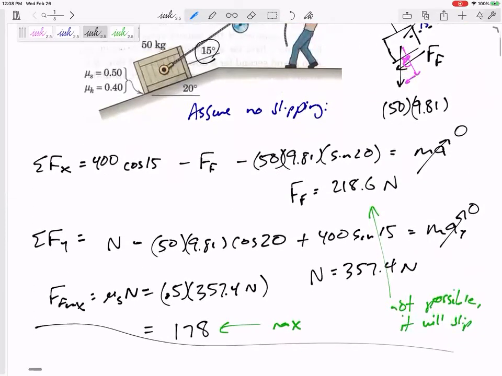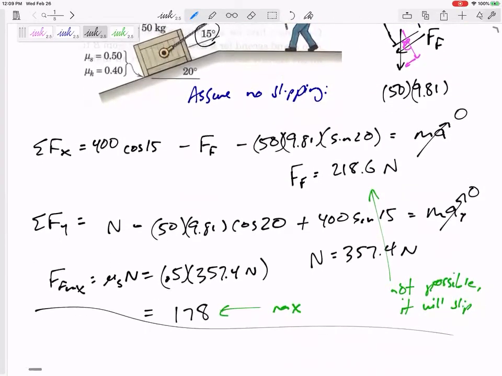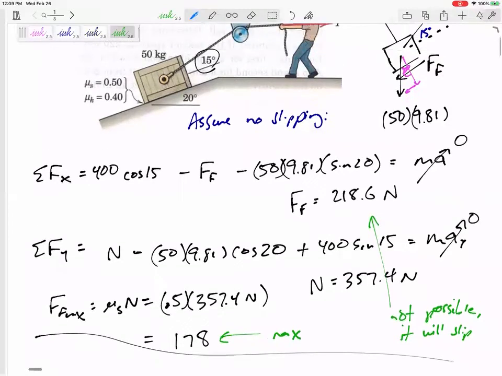How could I prove that this will slip? Well, I could find what force will make it barely start slipping, right? What force will it just be on the verge of slipping? So in that scenario, I would set the force of friction. All right, so don't listen if this is going to confuse you.